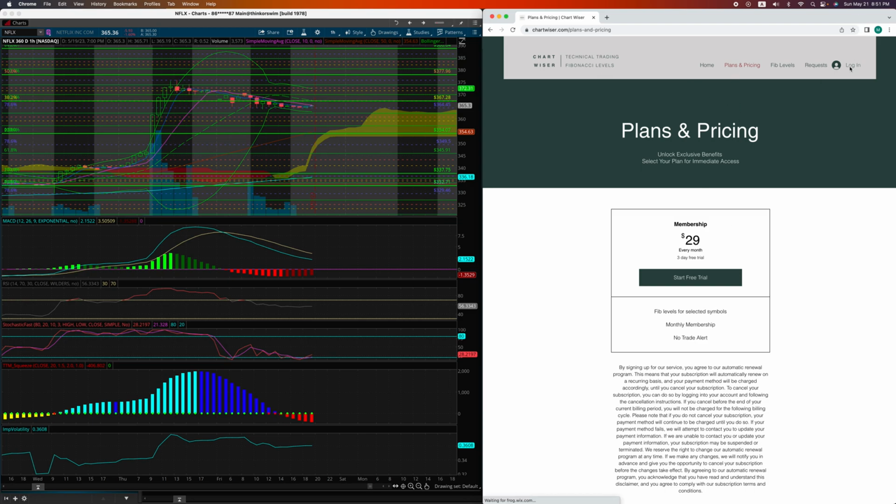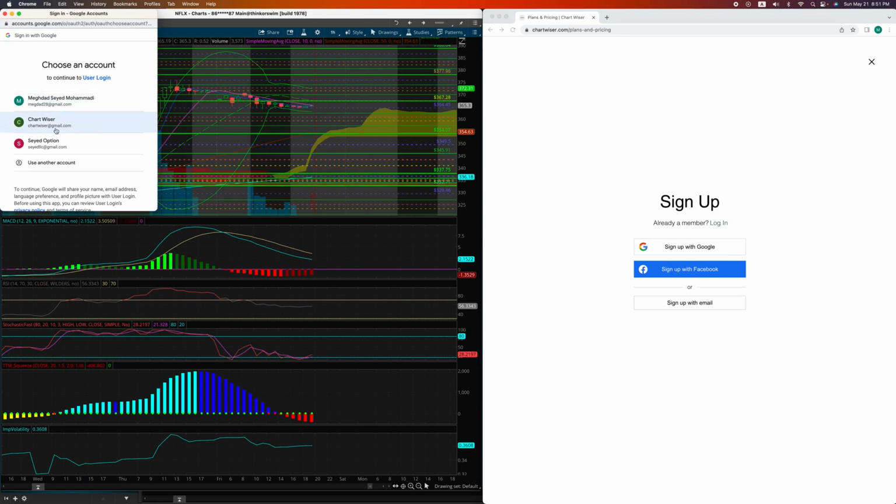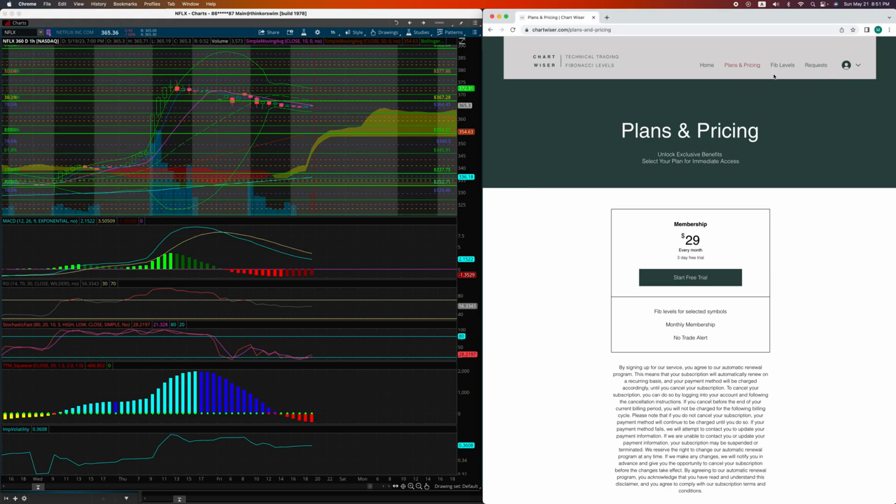If you go and log in, it's very simple. You can use your Google, Gmail, Facebook, or any other email. I'm going to use my Google that I already have. After that, you can go here. Before that, go to show levels.